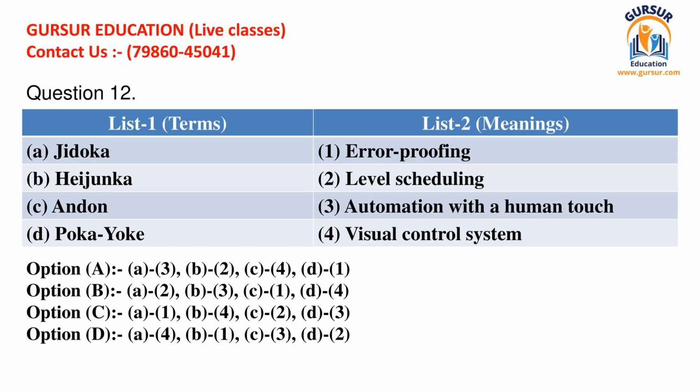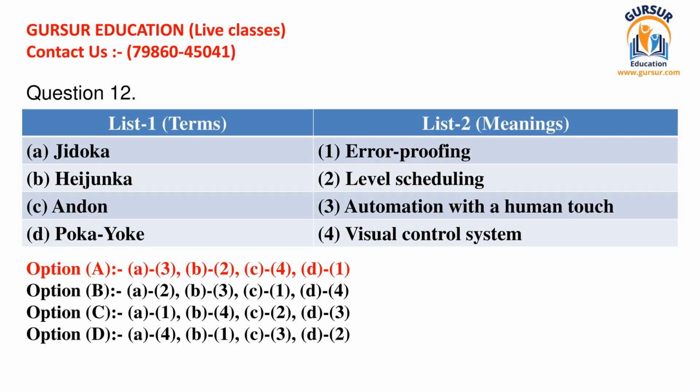1. Error proofing. 2. Level scheduling. 3. Automation with a human touch. 4. Visual control system. Below are given the options with different matches. You can pause the video and choose the appropriate answer. The right answer of the question is option A. We suggest you to pause the video to analyze and learn the correct combination.